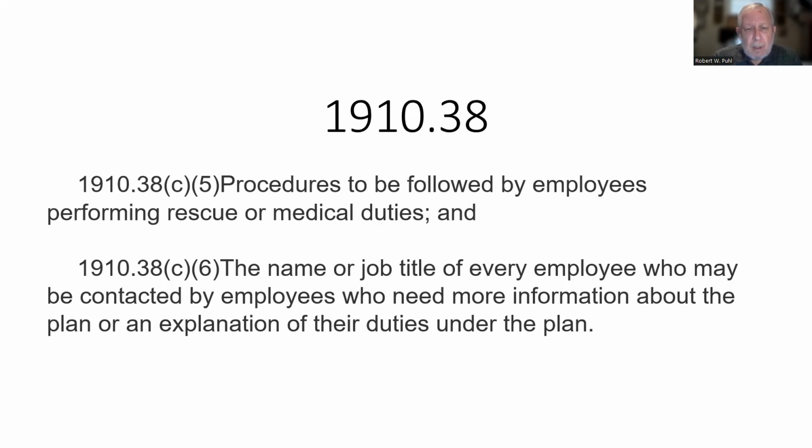So the name or job title of every employee who may be contacted by employees who need more information about the plan or an explanation of their duties under the plan. Now, OSHA a lot of times puts this in here, the name or job title. I've never seen a plan where they put the name of the person, because the person might not be doing that next week. They might still be with the company, they might be doing something else, or they may have moved on. Now you've got to rewrite your policy. So if you put the job title, the plant manager, for instance, everybody knows who the plant manager is, or the safety director, or whatever, that employees might contact for more information about the plan or an explanation of their duties under the plan.